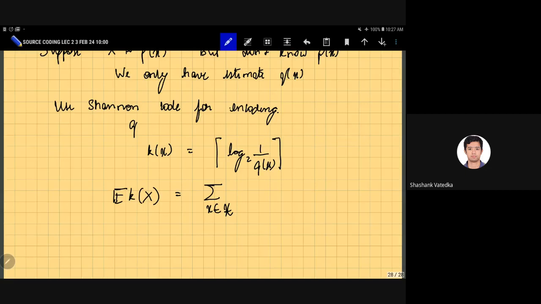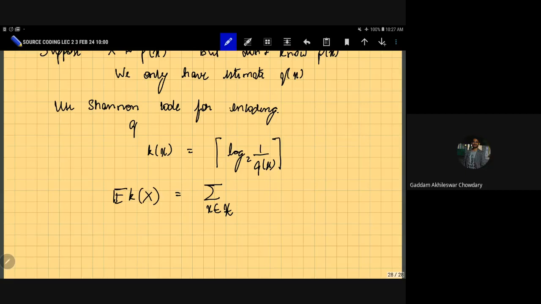So remember that p of x is the true distribution and q is your estimate. Yes? Q of x into k of x, or summation... sorry, what is inside the summation? Summation Q of x into k of x. Are you sure? Remember the true distribution is p of x, right?